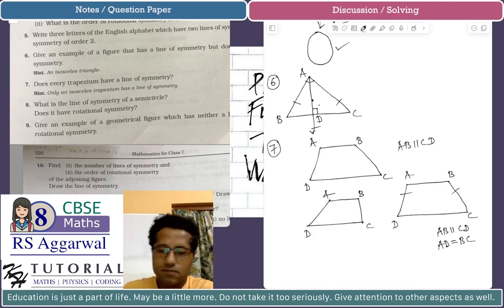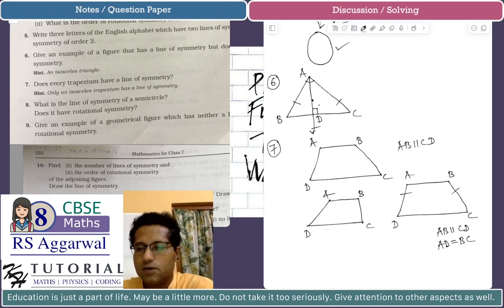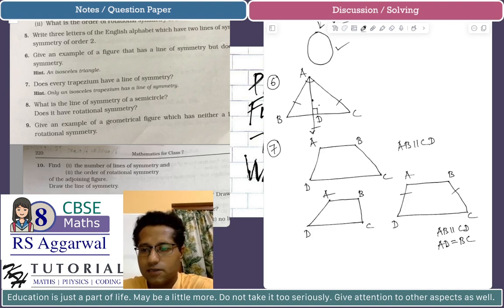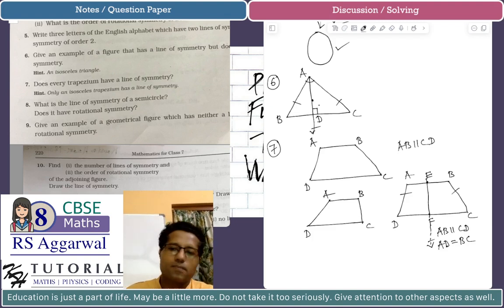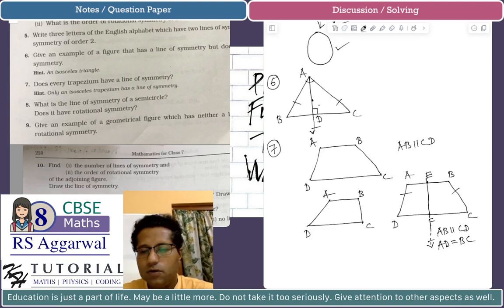Any isosceles trapezium has a line of symmetry, which is the line joining the midpoints of the two parallel sides. So if E is the midpoint of side AB and F is the midpoint of side CD, then the line EF is the line of symmetry for this isosceles trapezium. As you can see, the figure EBCF is looking identical to the figure EADF. So only an isosceles trapezium has a line of symmetry.